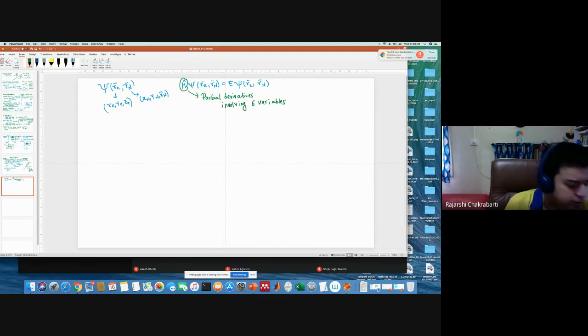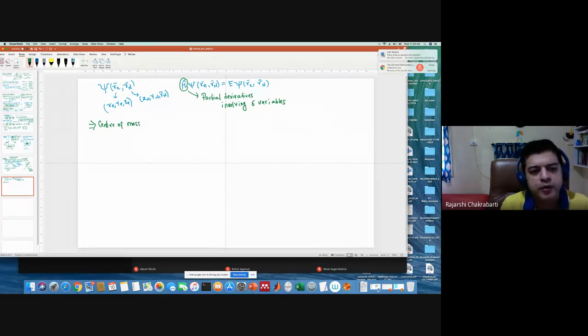So we have partial derivatives involving 6 variables. Actually, in classical mechanics, people who have studied classical mechanics would know this is something like a 2-body problem, but there's a way to solve this 2-body problem. And what I'm going to do today is as follows. We'll see that we'll split this problem into 2. One is the center of mass problem, and the other one is for the relative coordinate.